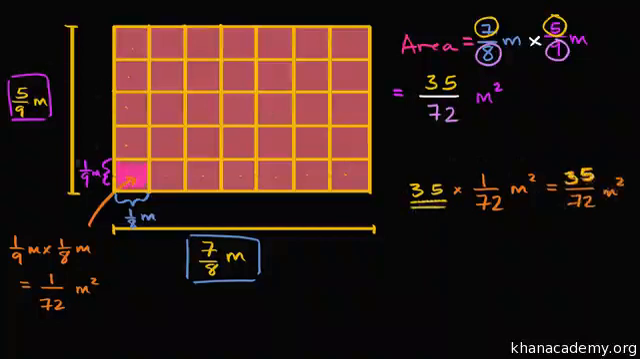So once again, you can just multiply 5/9 times 7/8 to get what we have got here. But hopefully when we thought about the area of each of these rectangles, it might make a little bit more intuitive sense where this number came from.